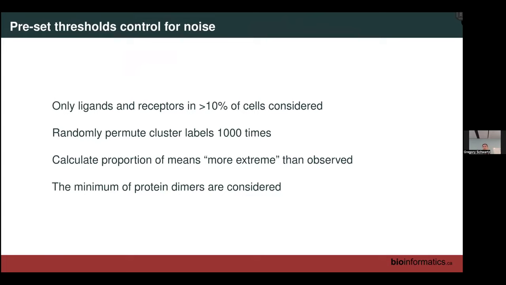There's a lot of customizability for this kind of process. For example, within CellPhoneDB, they only consider ligands and receptors that are present in greater than 10% of the cells within that cluster. They randomly permuted the cluster labels 1,000 times. I would recommend maybe doing a bit more just because permutation tests require many permutations in order to be reliable. They calculate the proportion of means that are as extreme as what you would observe. And if there is a protein dimer, just like they have here, that's A and B, they want to look at the minimum gene expression because you can't have a lot from one of the dimers and half from the other and expect there to be more than the smaller of the two.